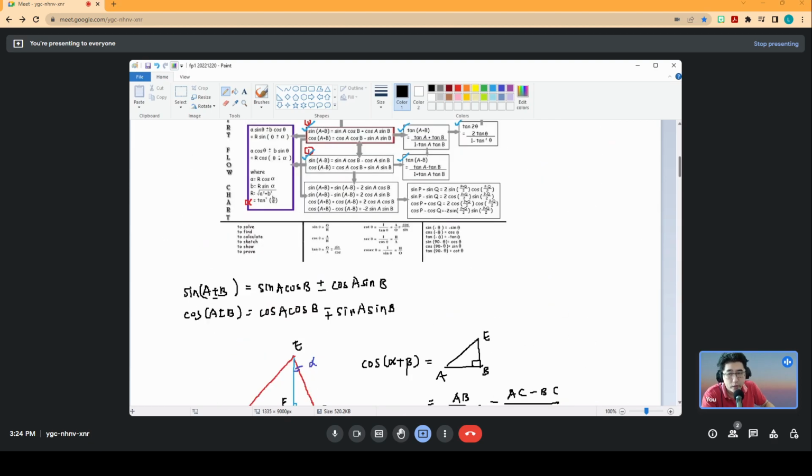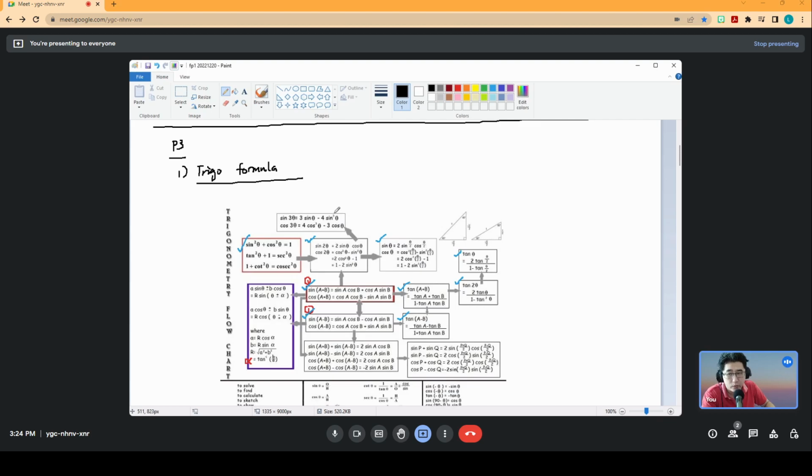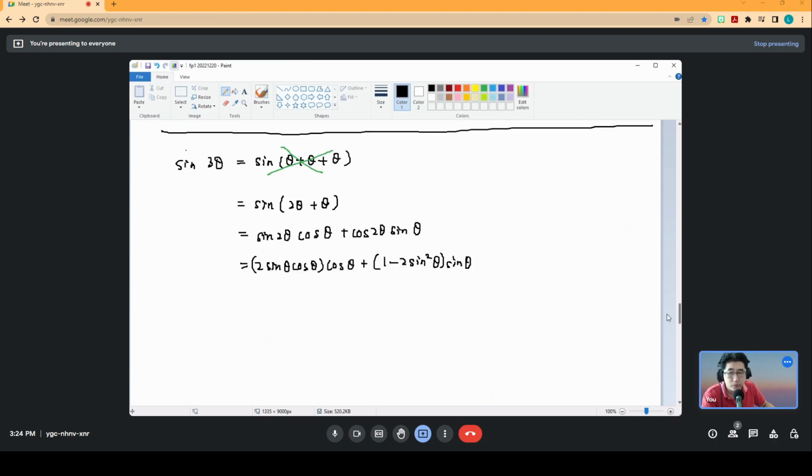I want to write everything in the form of sine, like what is stated here in the formula. Therefore, from here, I choose to write in terms of sine. So 2 sine theta cos square theta plus sine theta minus 2 sine cube theta. What about the cos square? Just change it further. So I have 2 sine theta, 1 minus sine square theta, plus sine theta minus 2 sine cube theta.